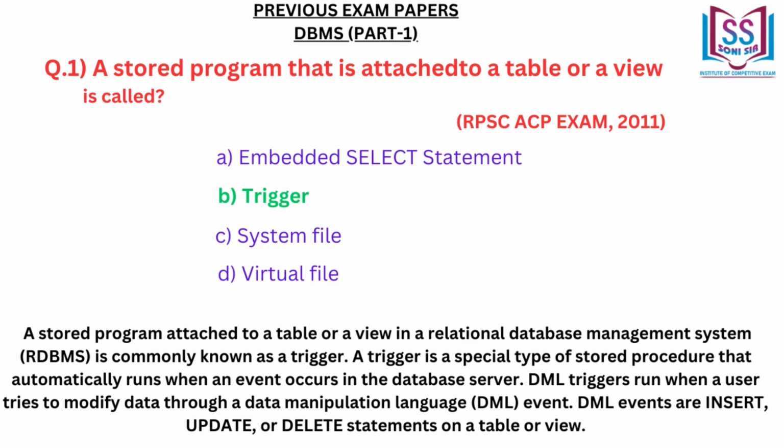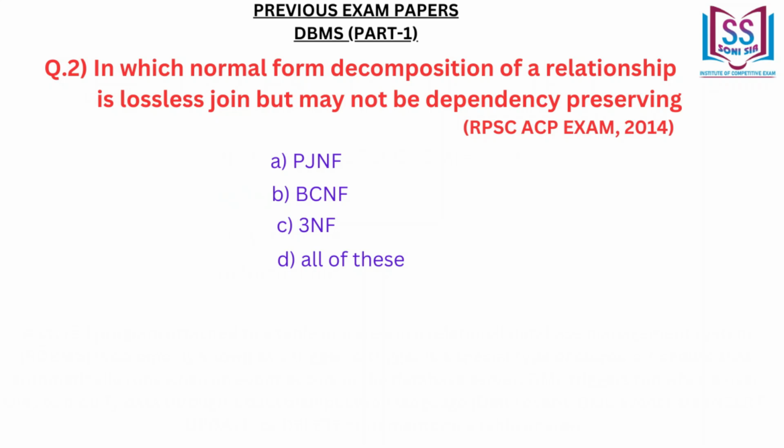A trigger is a special type of stored procedure that automatically runs when an event occurs in the database server. DML triggers run when a user tries to modify data through a data manipulation language, DML, event. DML events are insert, update, or delete statements on a table or view.